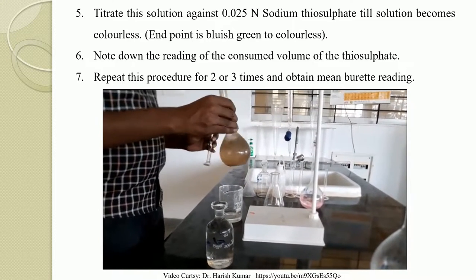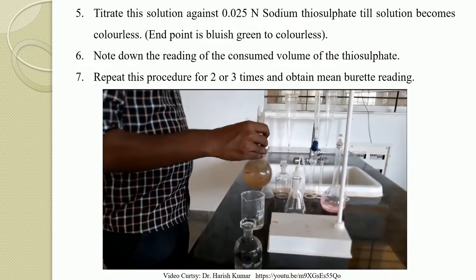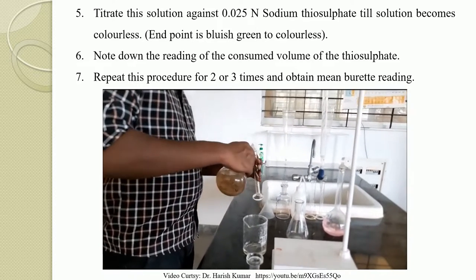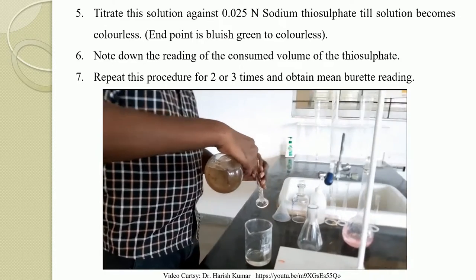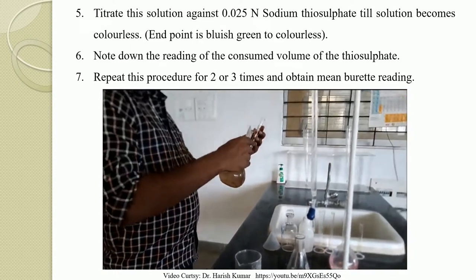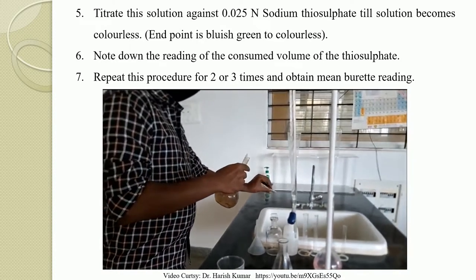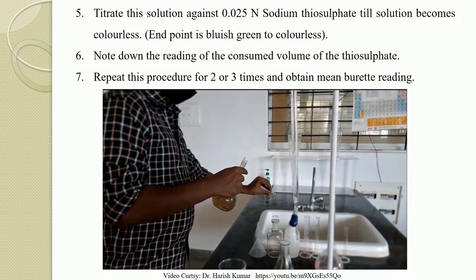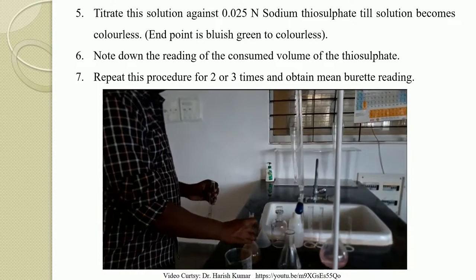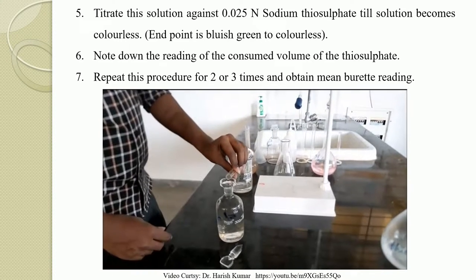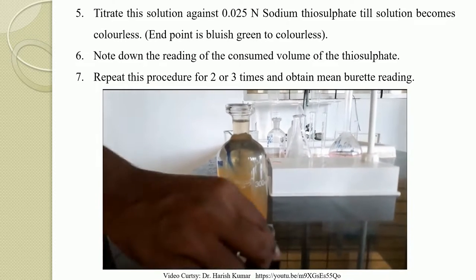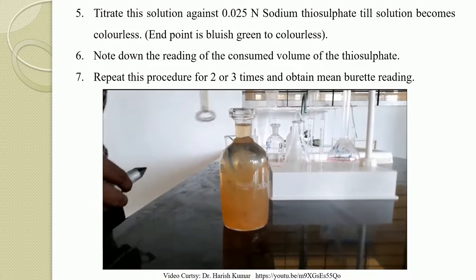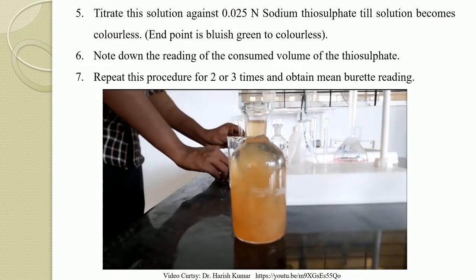This is alkali iodide azide. 2 ml of alkali iodide azide is measured. This is added to the sample. As you can see, there are air bubbles in it. Tiny air bubbles are created.